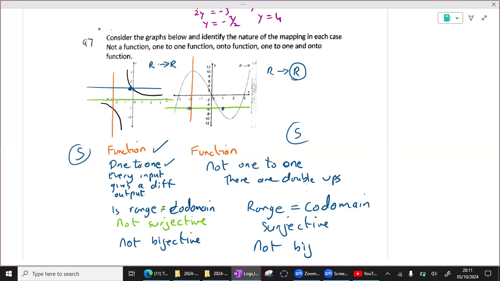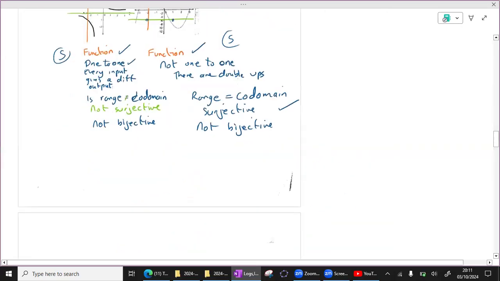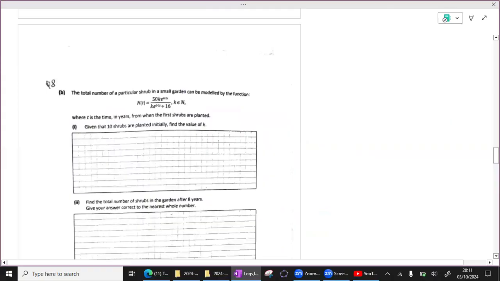Again, I didn't need you to tell me everything. If you mentioned that it was a function and you mentioned it was surjective, I gave you the 5 marks. So that was that one.